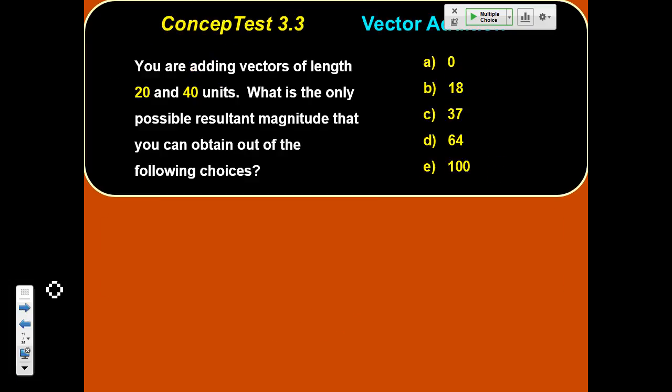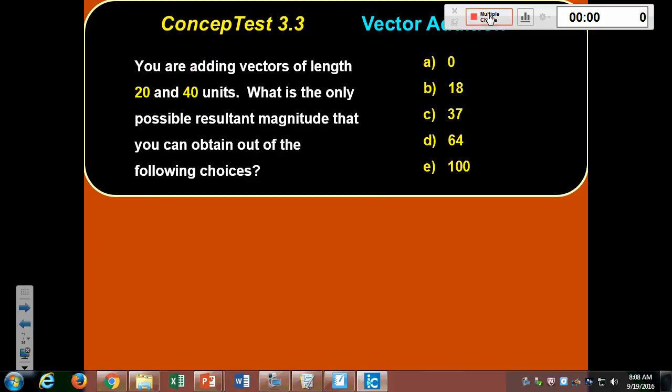We're dealing with vectors. You're adding vectors of length 20 and 40 units, which is the only possible resultant magnitude that you can obtain. So only one of these is a plausible answer or a possible answer. Which is it?